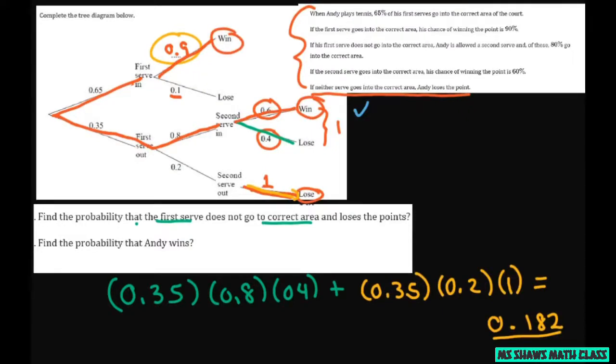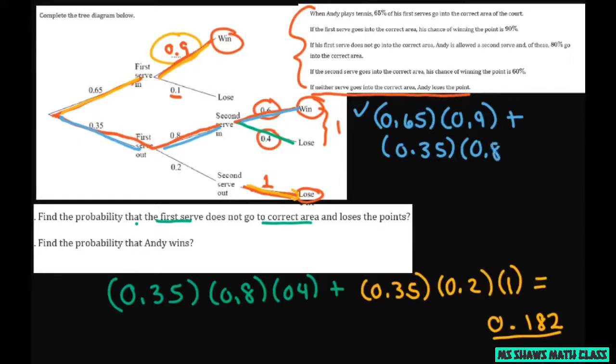So when you're looking at your wins, just look at the branches of the tree and multiply. So that's going to be 0.65 times 0.9, or, remember, or means plus, you do these 3 branches of the tree. So you multiply 0.35 times 0.8 times 0.6 and that's going to be 0.75. And that's it for this problem.